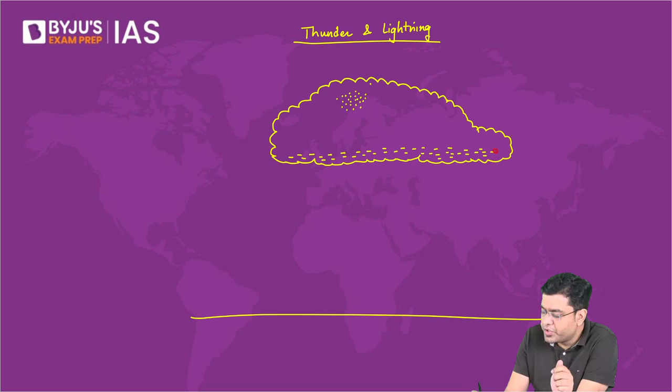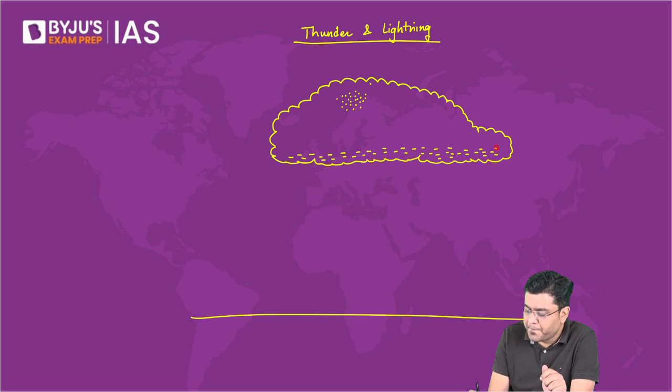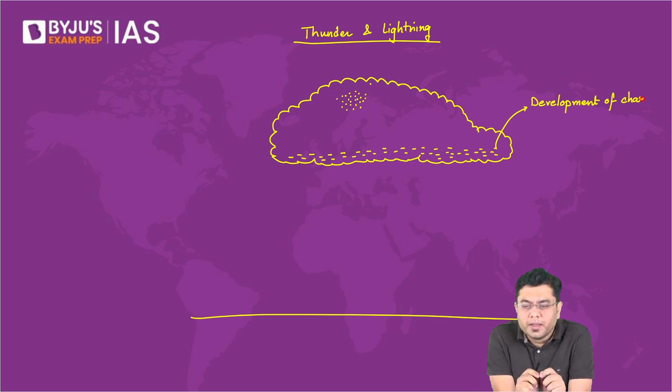Development of charge. Due to the movement of particles with respect to each other, that is why you have development of charge. Rubbing of particles against each other, that is why you have development of charge.